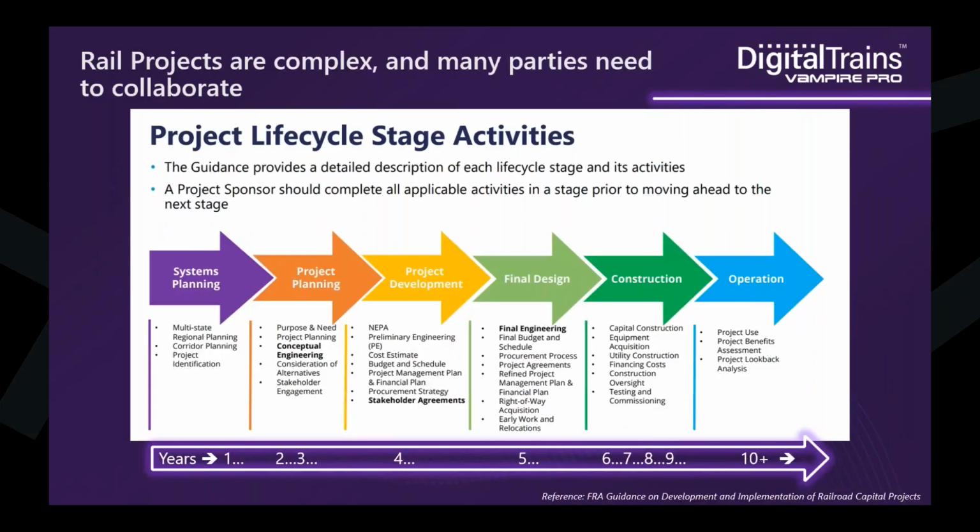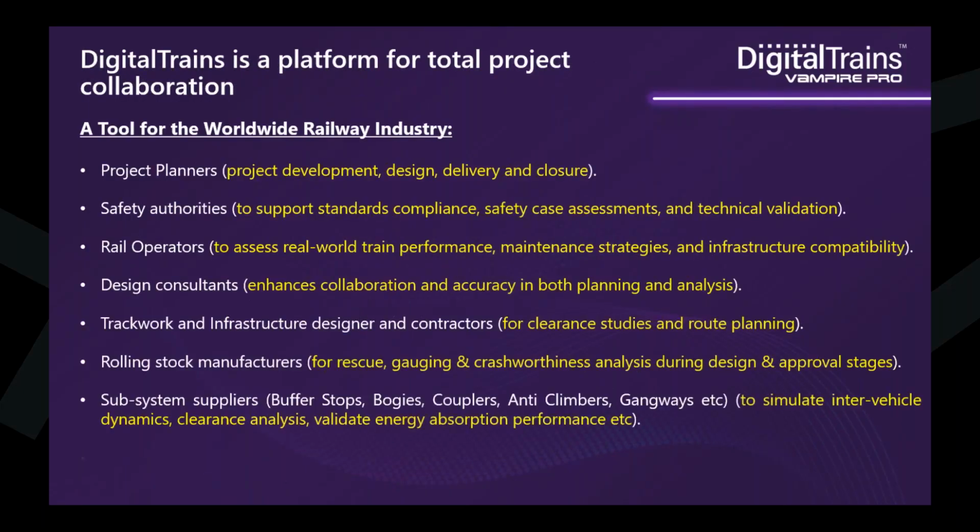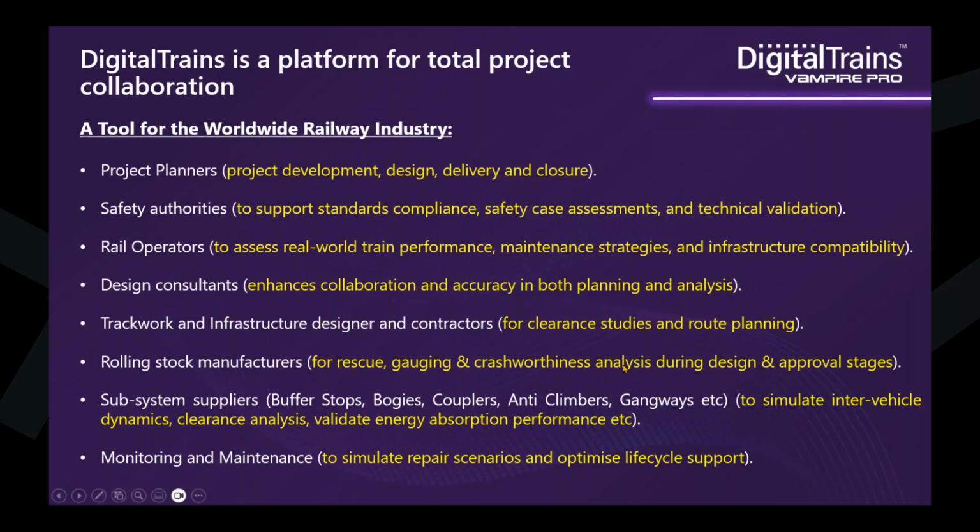So here we see a typical life cycle of a new rail project. I won't go into it in detail, but I think what's clear we can all say is it's complex and many parties need to collaborate. And this is where Digital Trains has been designed to add value at every level of the rail supply chain, from operators to regulators, right through to the component suppliers and maintenance contractors.